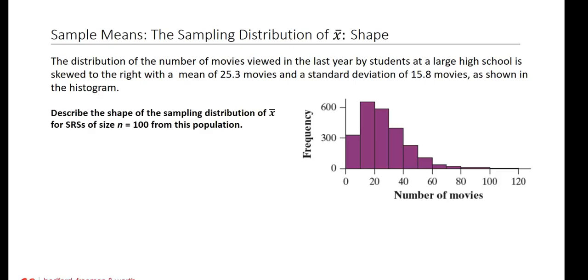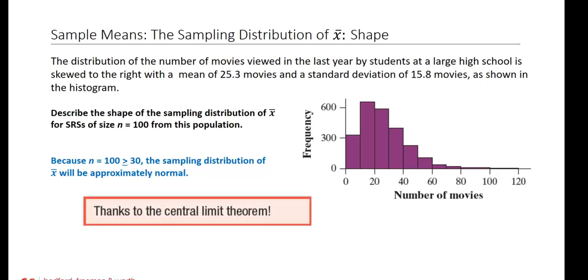What if n equals 100? Now the sampling distribution will be approximately normal, right? Because n is greater than or equal to 30, and 100 is bigger than 30, it would be approximately normal by what reason? Because of the central limit theorem. Thank you, central limit theorem.